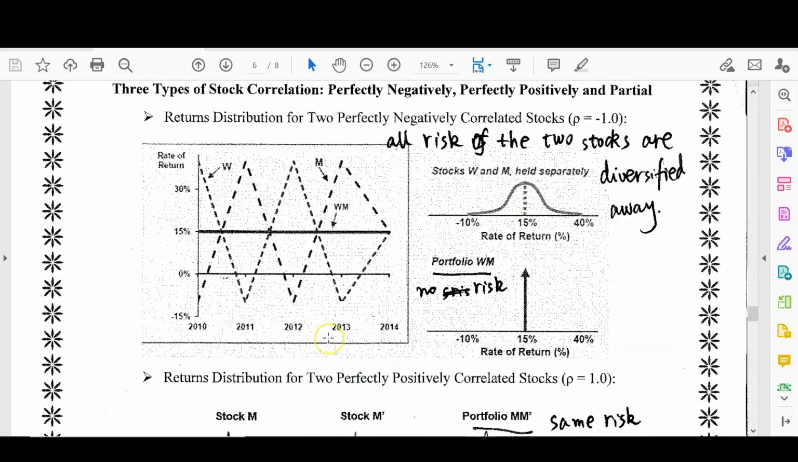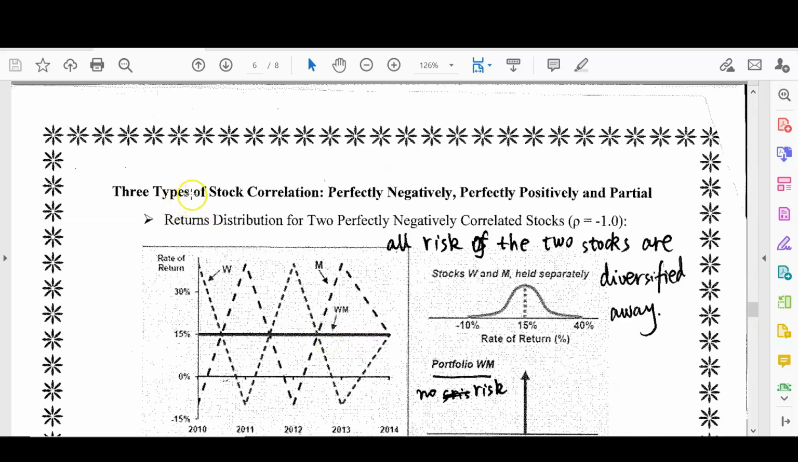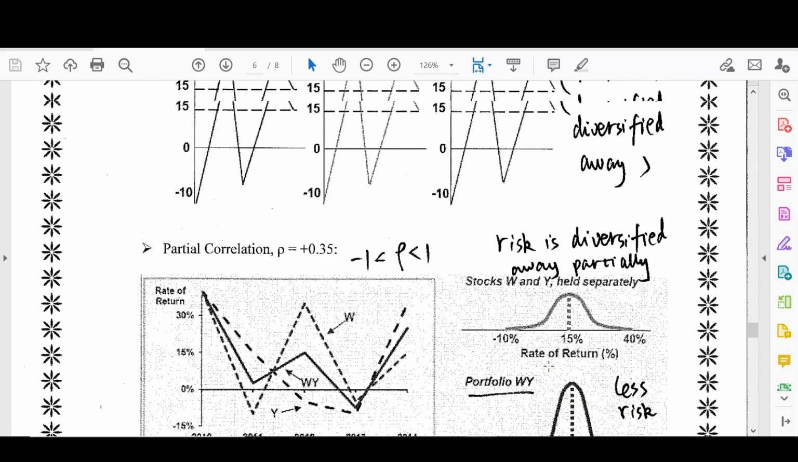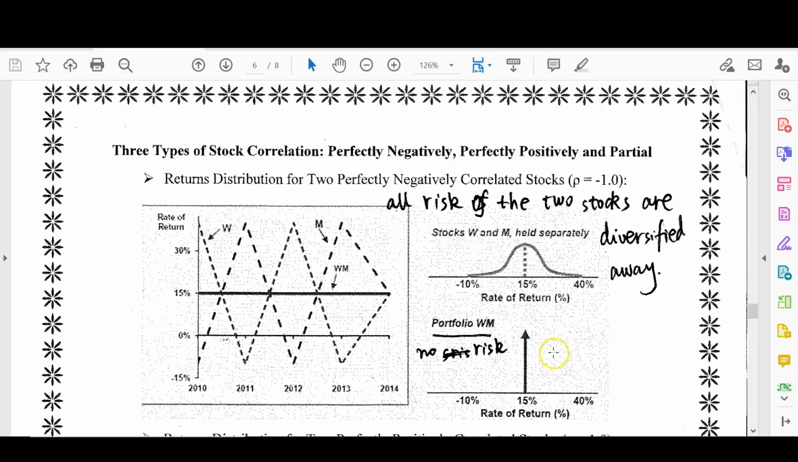Let's look at 3 typical scenarios here. When we have stock correlation that is perfectly negative, perfectly positive, or partial, there will be 3 different effects on the risk diversification. When the two stocks have perfectly negative correlation, we can see the return distributions in this graph here.